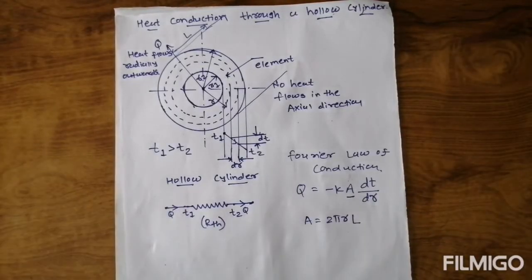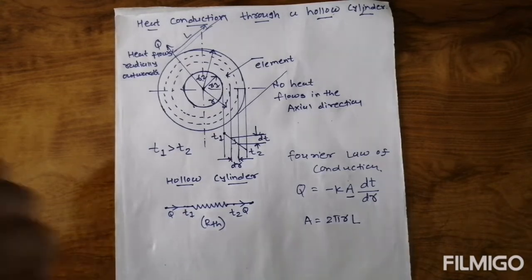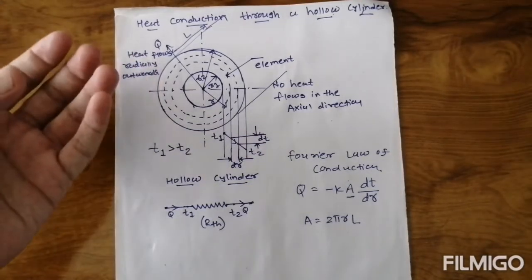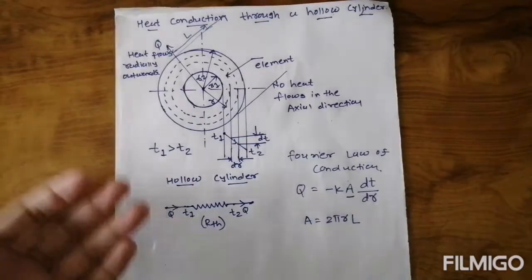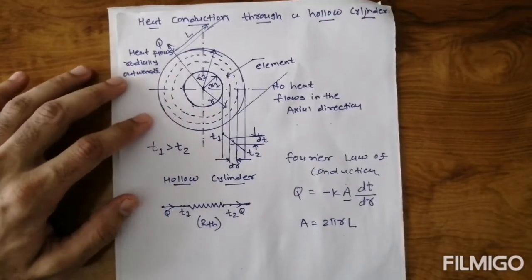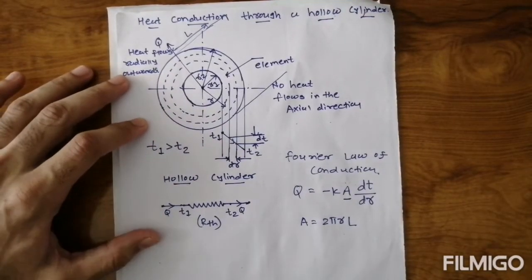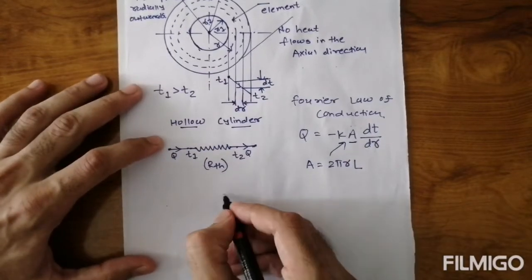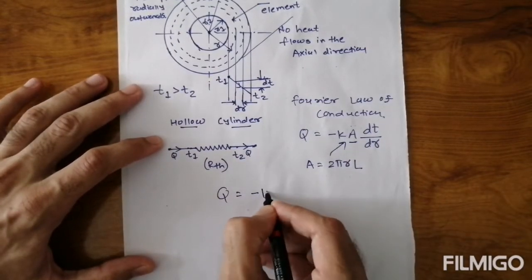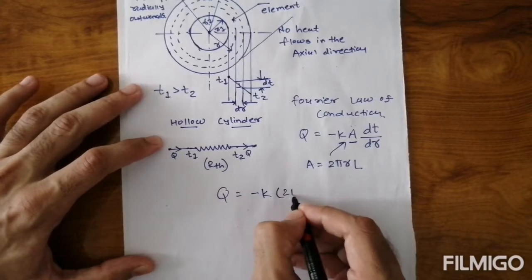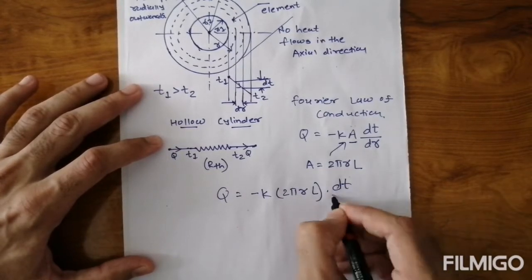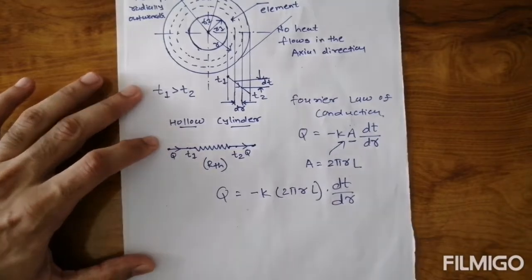So what will be our area? Our area is 2 pi r into L. What is 2 pi r? 2 pi r means the circumference of the hollow cylinder, and L means the length in the direction of heat flow. So that is our area. Now we put the area here. What will be our equation? Q is equal to minus K 2 pi r L into dt by dr.